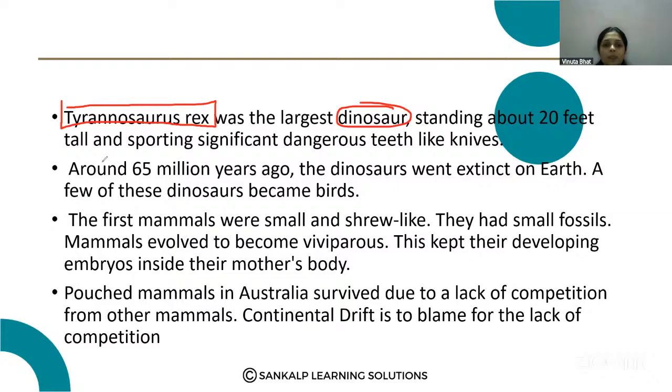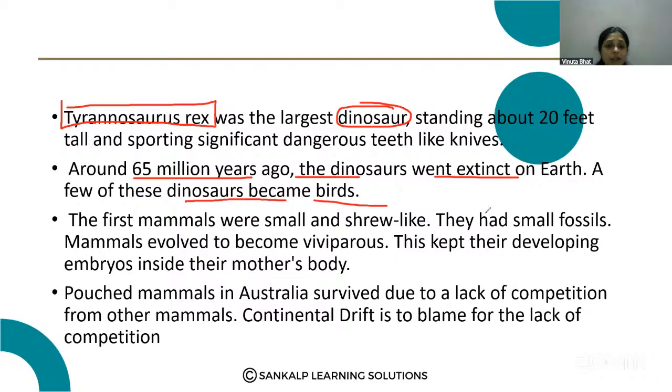And around 65 million years ago, dinosaurs went extinct on Earth. A few of these dinosaurs became birds. So here they are saying reptiles developed into birds, and here some evidences are also provided. From fishes, amphibians developed, from amphibians reptiles developed, and from reptiles birds developed. For example, we can observe that some dinosaurs became birds.